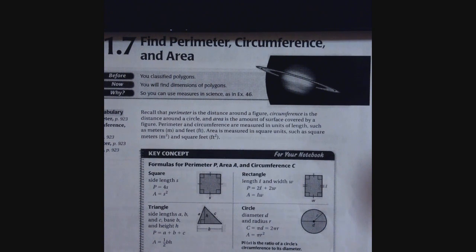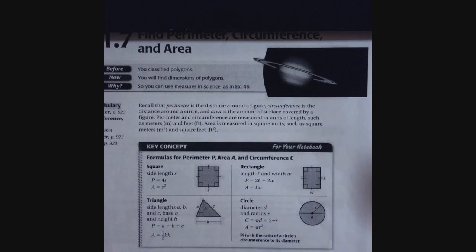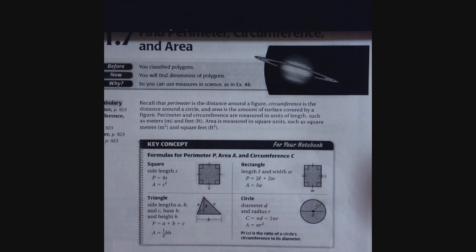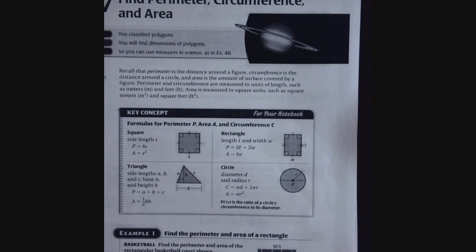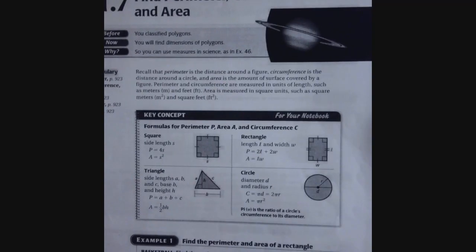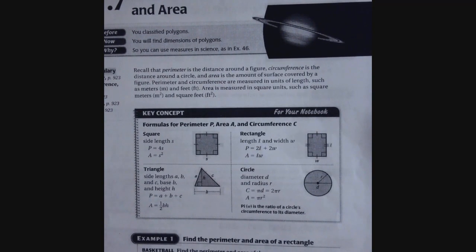Perimeter and circumference are measured in units of length, such as meters, m, and feet. Area is measured in square units because it has two dimensions. So make sure that when you use the units, they're squared, like meter squared, feet squared. It makes a big difference, right or wrong, depending on the unit. So let's look at some of the formulas that we're going to use. Okay, so the formulas for perimeter, area, and circumference.